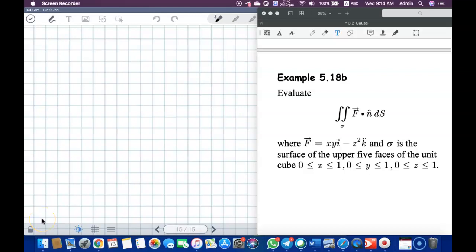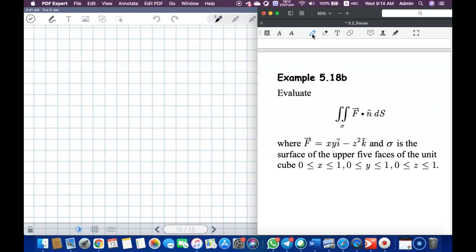Next example on the Gauss theorem. We have to evaluate the surface integral where the vector field is given and the surface is the surface of the upper 5 faces of the unit cube. Upper 5 faces. So let's sketch.